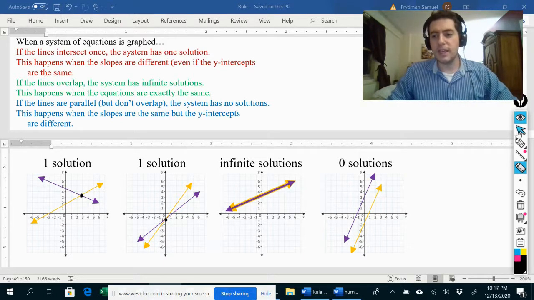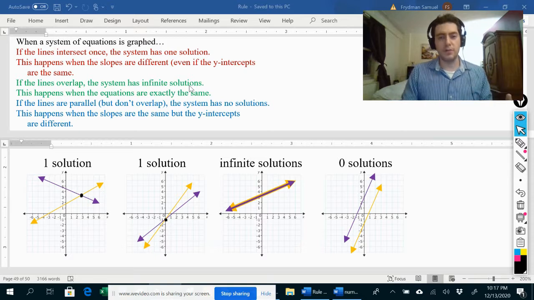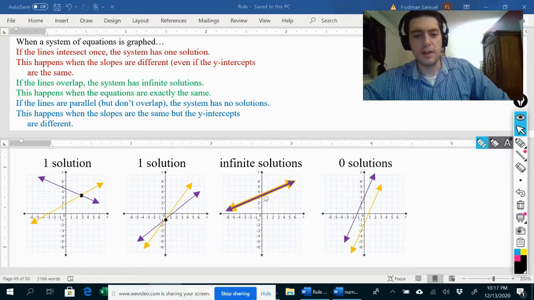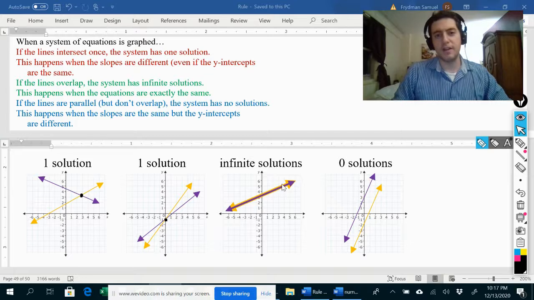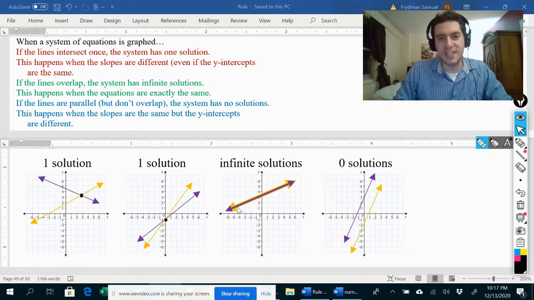Now, moving on, if the lines overlap, the system has infinite solutions. So there are an infinite number of x and y pairs that solve both equations. So for example, over here, since both of these lines overlap, really they're the same line. Okay, I made the yellow line thicker, but that's just so you could see it behind the purple line.